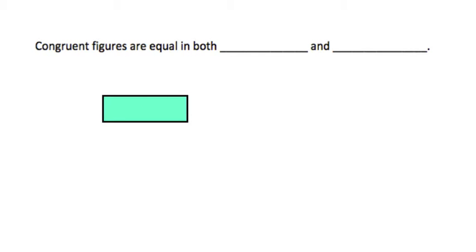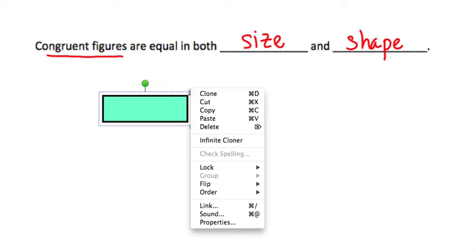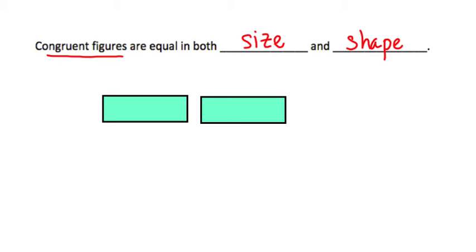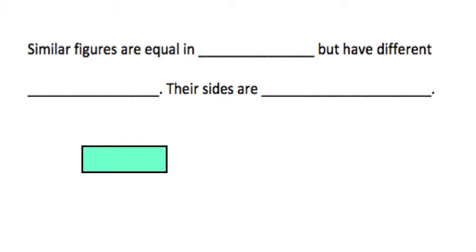The first term we're going to look at is congruent, and congruent figures are equal in both size and shape. So really it just means that we have two figures that are the same size and the same shape. So our first example is a rectangle here. I can just duplicate this rectangle and notice that I have another rectangle that's the exact same size, exact same shape. That means they are congruent. They're the same. Okay. Then what we're going to talk about is similar figures.